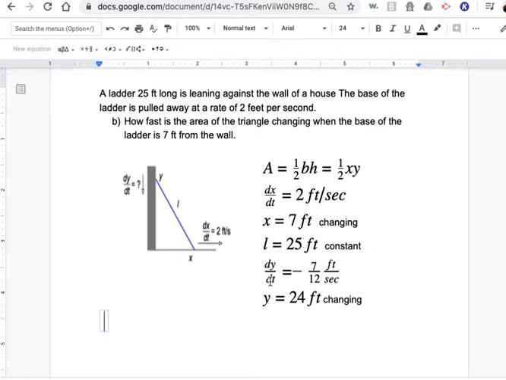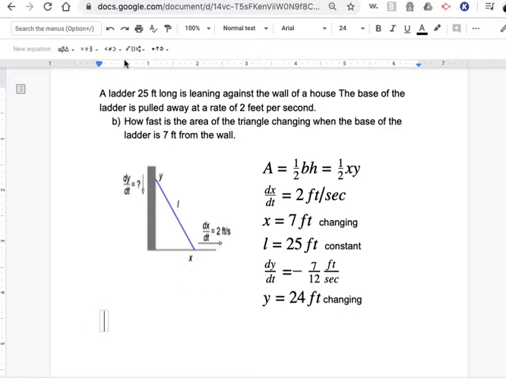In the last part, we identified that dy/dt is equal to negative 7/12 feet per second. The reason we can use that value is because that's the value when x is 7 feet from the wall. And since it's still 7 feet from the wall, we can still use that negative 7/12 feet per second, and we can still use y equals 24 feet. Again, x and y are changing, so we will not be able to plug those into our equation until after we take a derivative.